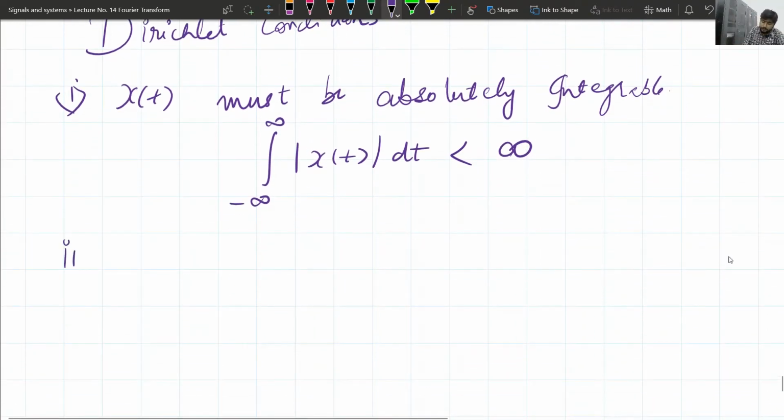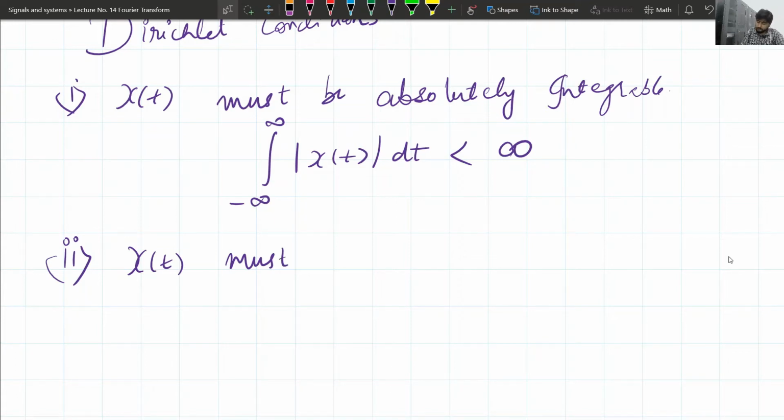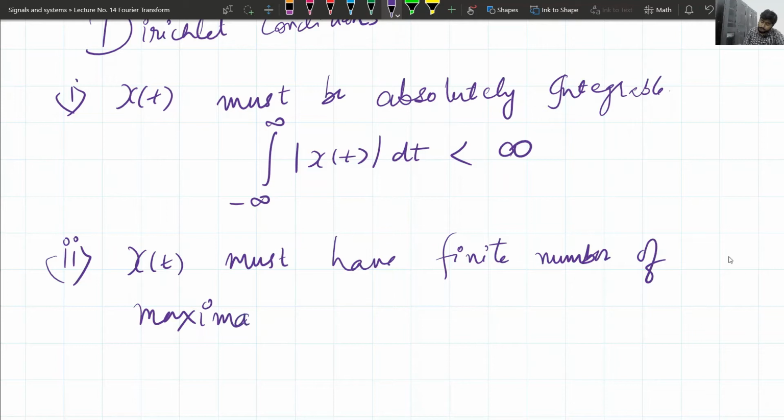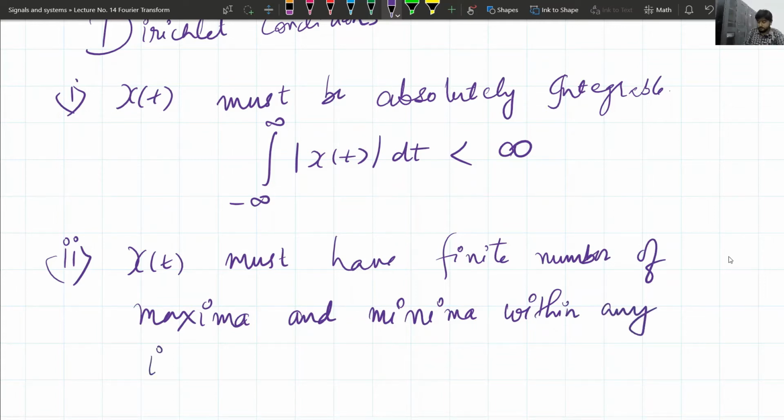And second point, x(t) must have a finite number of maxima and minima within any interval of time.